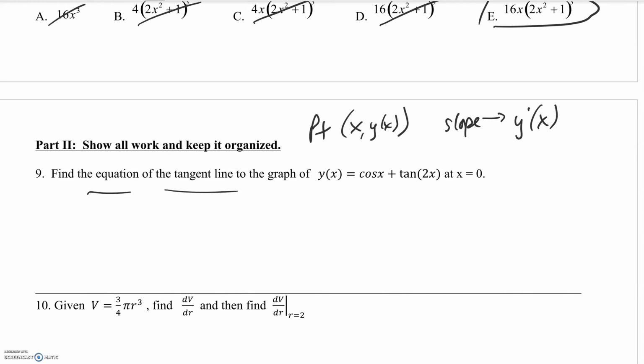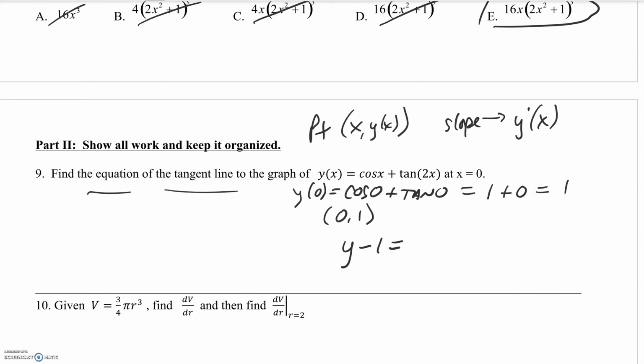All right, so let's start with the point. So we're going to plug in 0. So we're going to get cosine of 0 plus tangent of 2 times 0, which is still a 0. We know cosine of 0 is 1 and tangent of 0 is 0, so we get a 1. So that means we have the point 0, 1. So already we know this much. y minus the 1 equals the slope, which we'll put in here later, times x minus the 0.